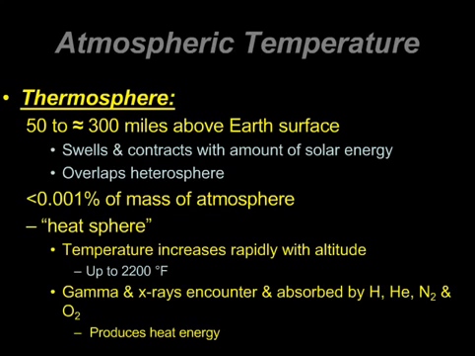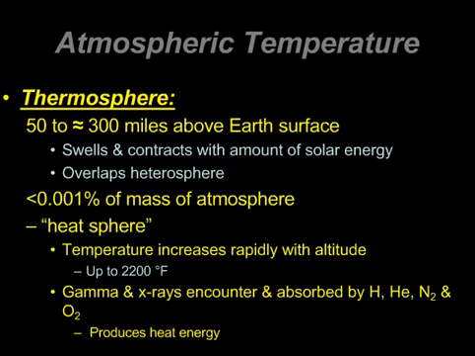The thermosphere is also referred to as the heat sphere. This is where you're going to find the highest temperature in Earth's atmosphere, at the top of the thermosphere. One thing is that thermosphere temperature increases rapidly with altitude. So in the thermosphere, the key characteristic is that as you go up, temperature also goes up.